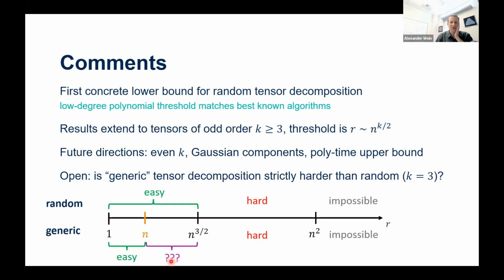So here I'm not even sure what to conjecture about, whether there should actually be a better algorithm or whether there's an inherent gap between the generic and random problems or what. But I think this would be a really interesting question to resolve. All right, so yeah, thanks a lot for your attention and happy to take more questions. Thanks.